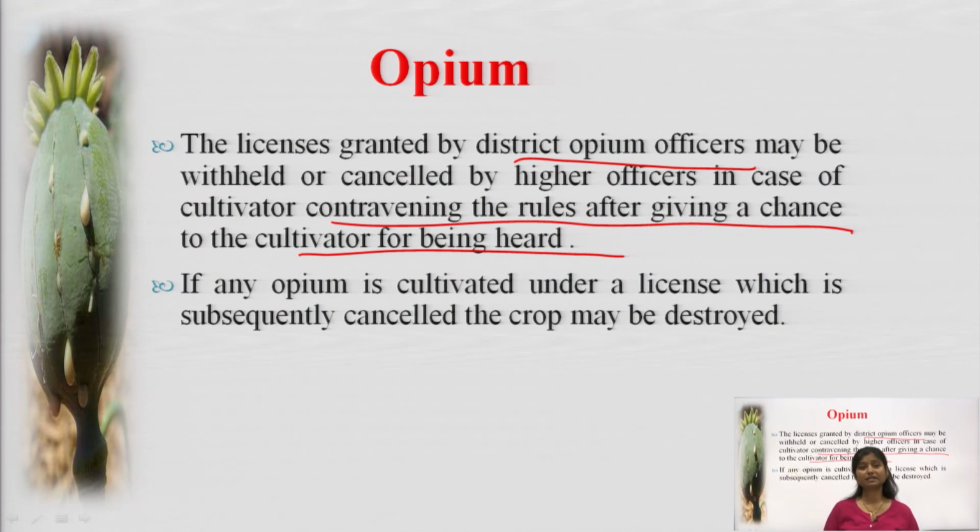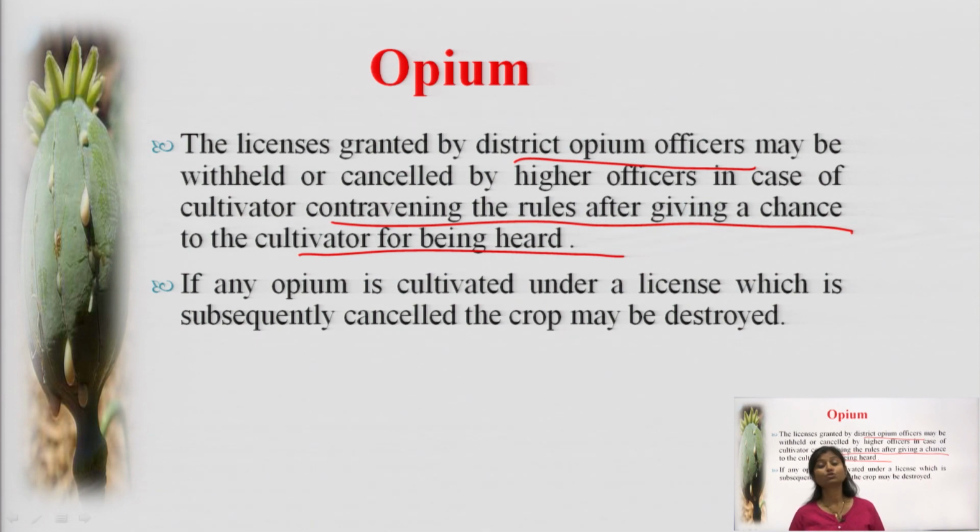If any opium is cultivated under a license which is subsequently cancelled, the crop has to be destroyed. If any mischief is found by the Lambardar or the district opium officer, then the crop in the field has to be destroyed. The plot has to be destroyed. The drug cannot be marketed, nor can it be consumed by the general public or general people; that is not allowed. It has to be destroyed completely.